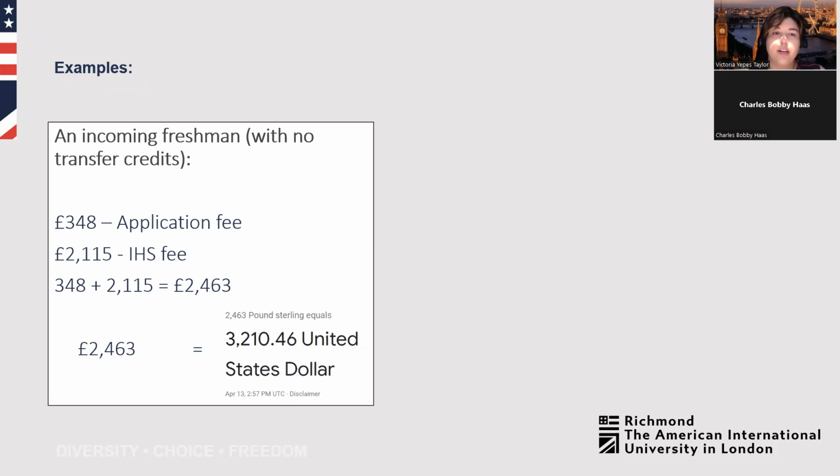Added that together, got us 2,463, and that is equivalent to about 3,210 US dollars. And that is due very early when you start completing the online student visa application. So I just like to give you that figure so that you know what to anticipate, because if you plan on using any kind of FAFSA funding, this fee will be due prior to those loans being dispersed. So this would need to be a fee that you're prepared for.